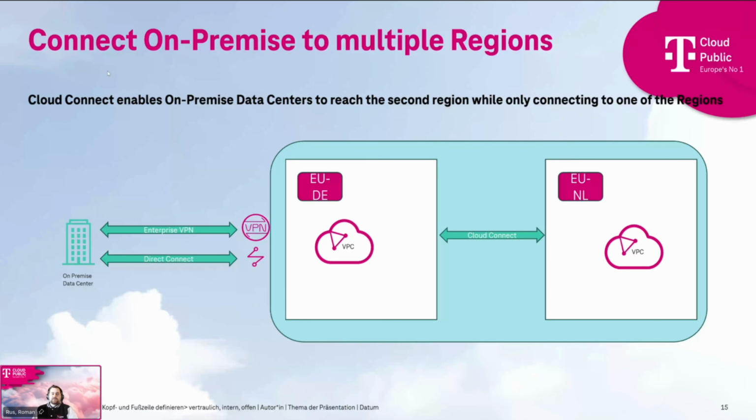Also, what's quite cool about the service is that you can use Cloud Connect to connect your on-premise data center to one of both regions, and from this region you can connect further to the other region. So you only need a direct connect or enterprise VPN from your on-premise data center to the VPC of one of both regions. I connected it in this example to EUDE, but it could also be to EUNL.